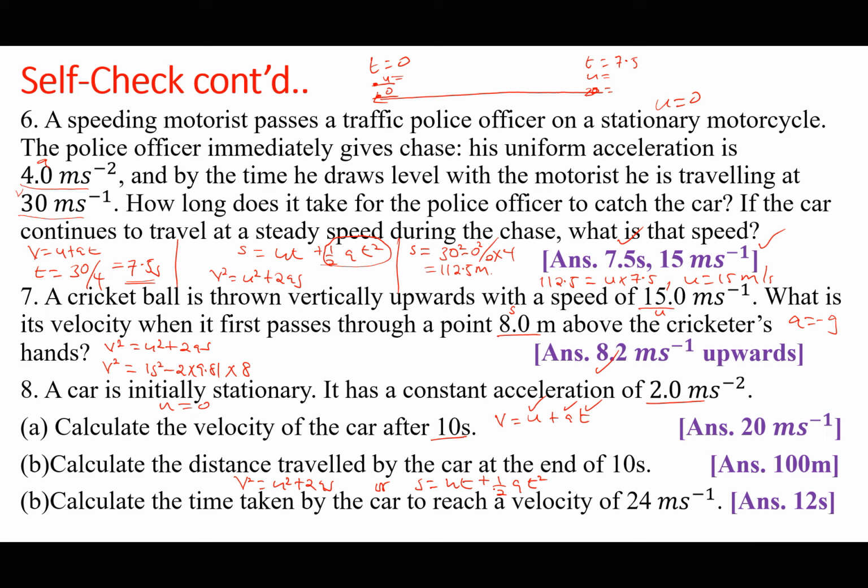Calculate the time taken by the car to reach the velocity of 24 meters per second. So we want time this time. The acceleration has not changed. The initial velocity has not changed. So you can use v squared, or you can use v equals u plus at. V is 24. Initial velocity is 0. The acceleration is 2. So you can find t.